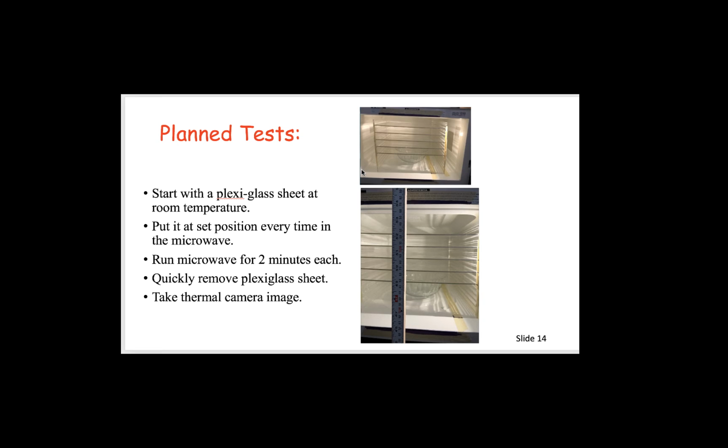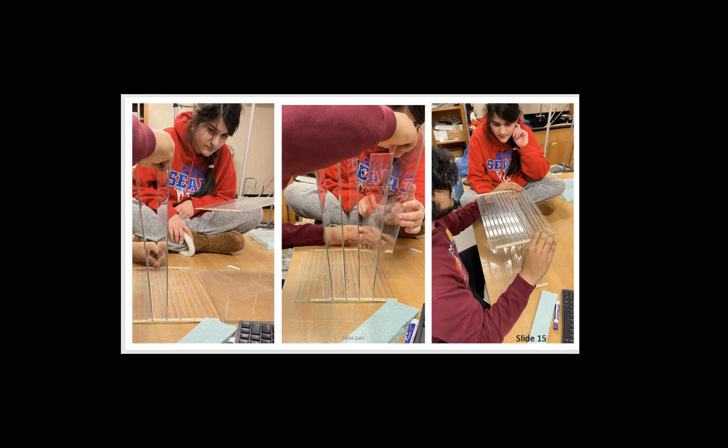Plan test. What we planned to do was start with a plexiglass sheet at room temperature, put it at the set positions every time in the microwave, run the microwave for 2 minutes each, quickly remove the plexiglass sheets, and take the thermal camera image. Please turn to slide 15.